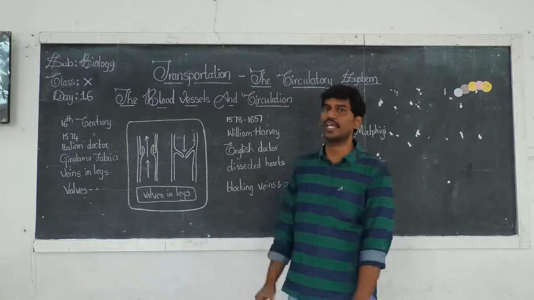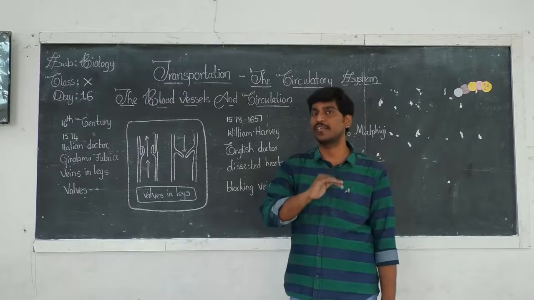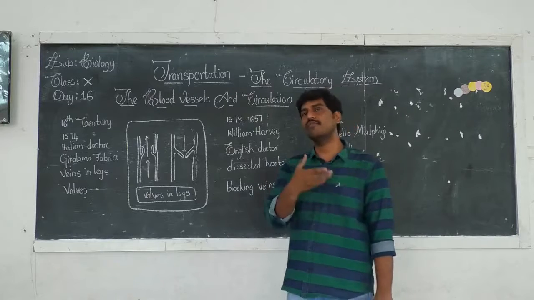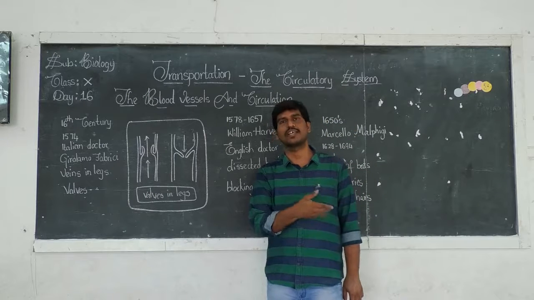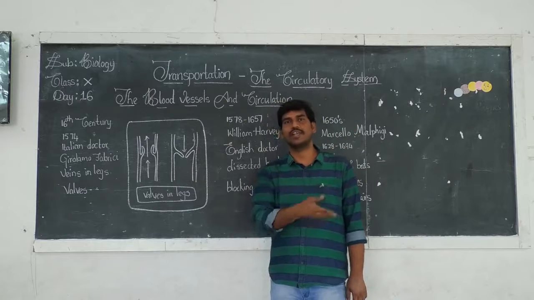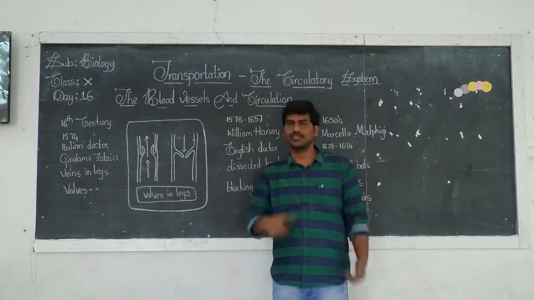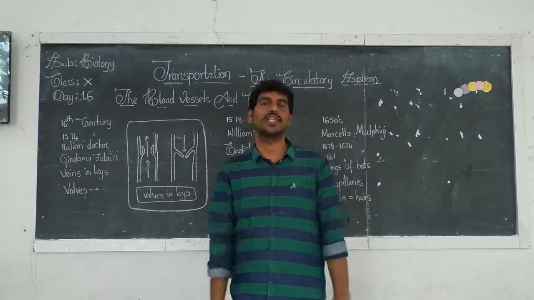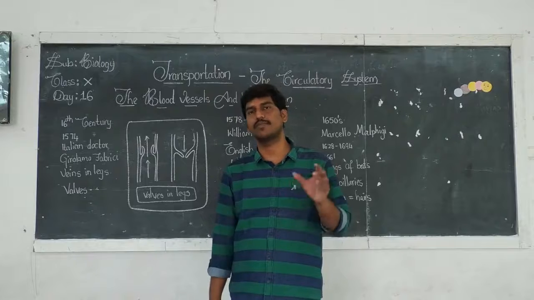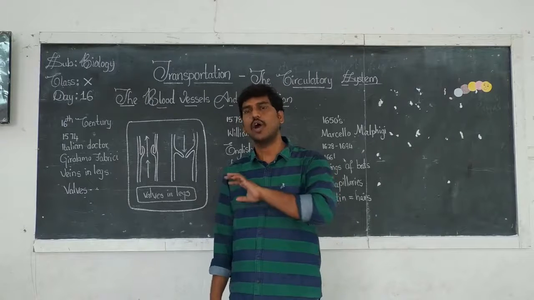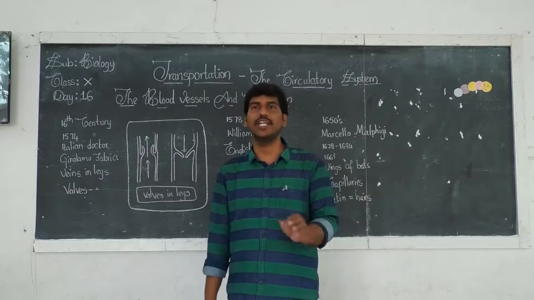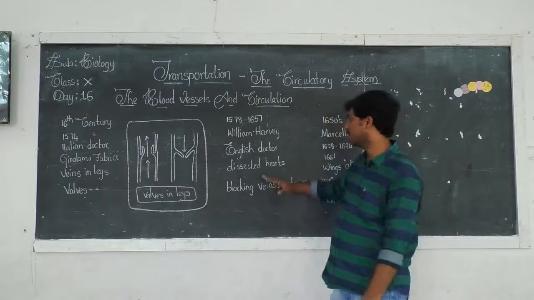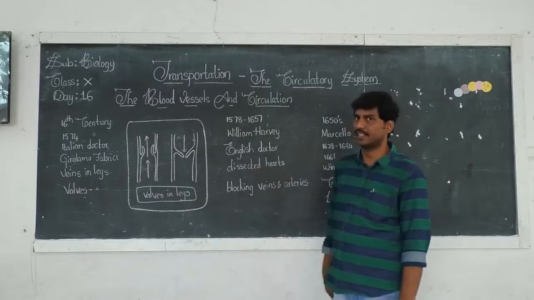That means he proposed that the tricuspid valve prevents the reverse flow of blood from the right ventricle to the right auricle. The same way, the bicuspid valve prevents the reverse flow of blood from the left ventricle to the left auricle. The same way, the aortic valves prevent the reverse flow of blood. That means all these valves are unidirectional. They allow the blood to pass only in one direction. So this is what he studied.